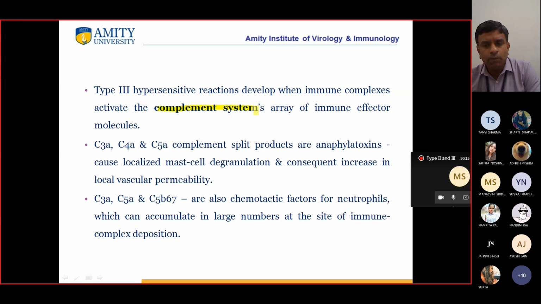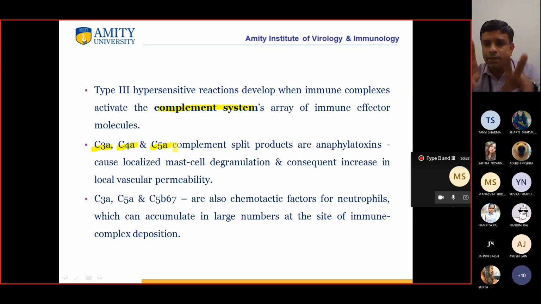Okay, now जब complement system activate होता है, then you know about these components, the C3a, C4a and C5a. So these are the smaller complement proteins, right? These are the complement split products and are anaphylatoxins. Okay, and they cause localized mast cell degranulation and consequent increase in local vascular permeability, right? So these complement proteins are also chemotactic factors, right?